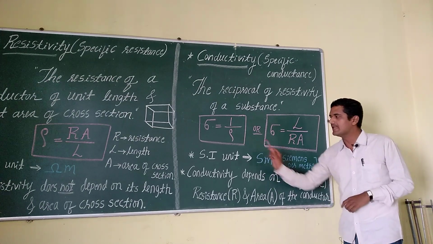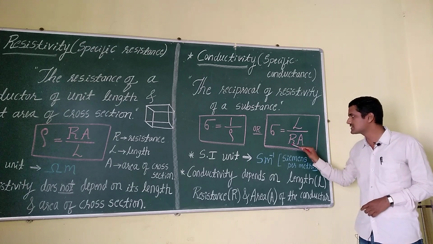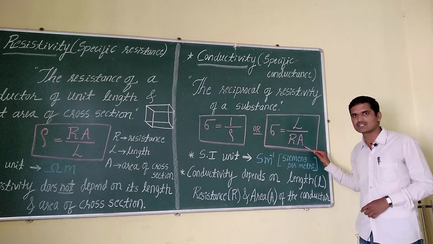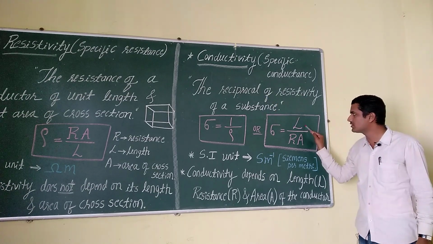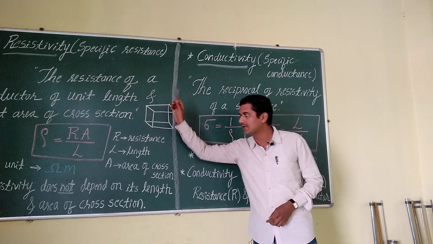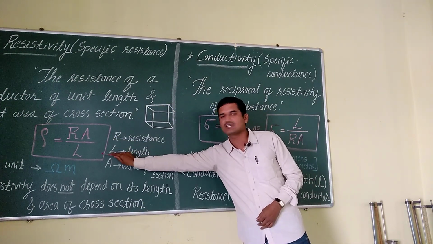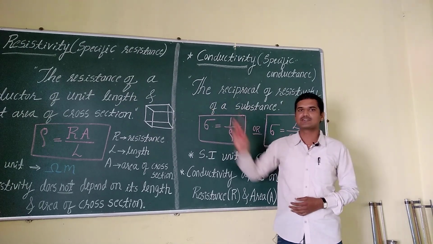And also remember, this conductivity depends upon the length of the substance, resistance of the substance, and area of cross section. Remember this difference properly. Conductivity depends on length, resistance, and area of cross section. But the resistivity of a substance never depends upon the area of cross section and length. So this is the explanation of the conductivity and resistivity of a substance.